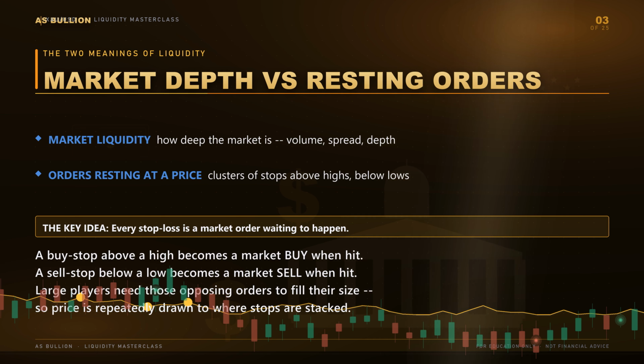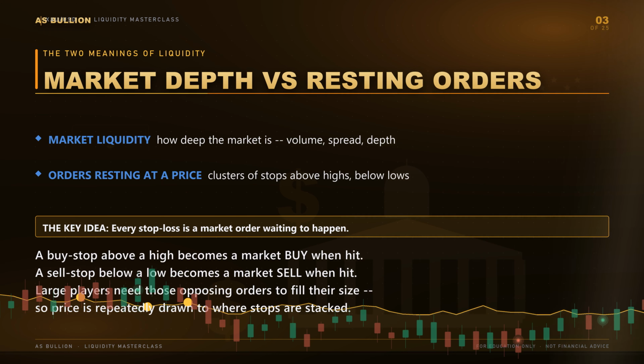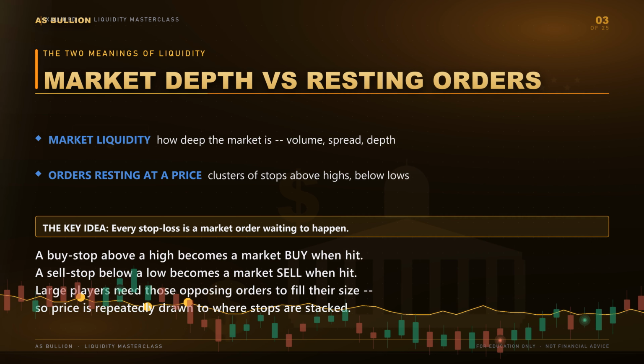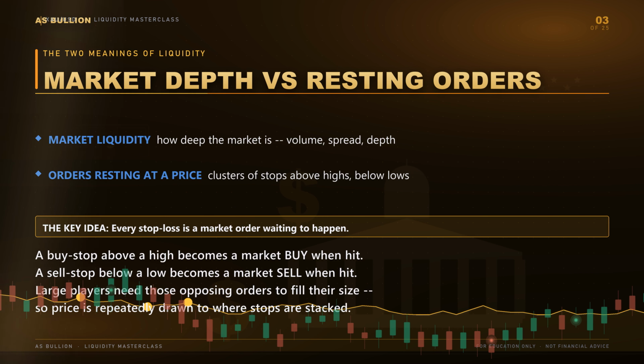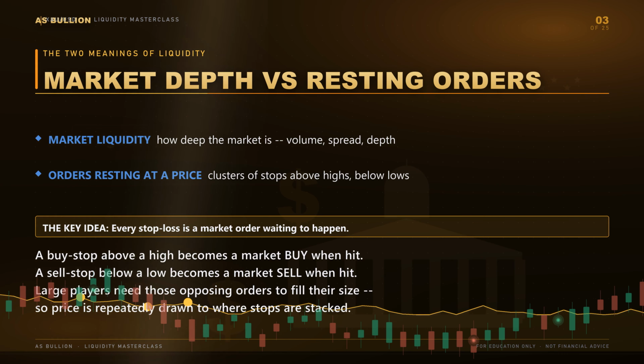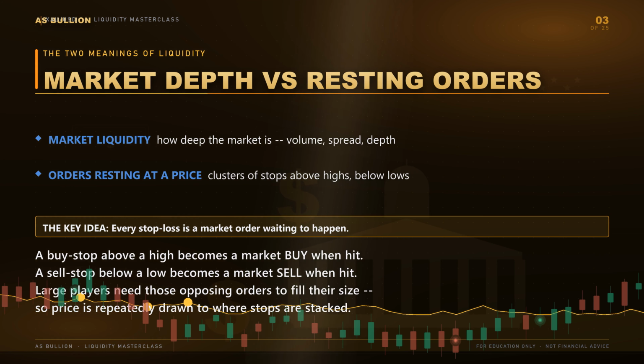Here is the key idea. Every stop loss is, to someone else, a market order waiting to happen. A buy stop above a high becomes a market buy when hit. A sell stop below a low becomes a market sell. Large players need those opposing orders to fill their size, so price is repeatedly drawn to where stops, or liquidity, are stacked.